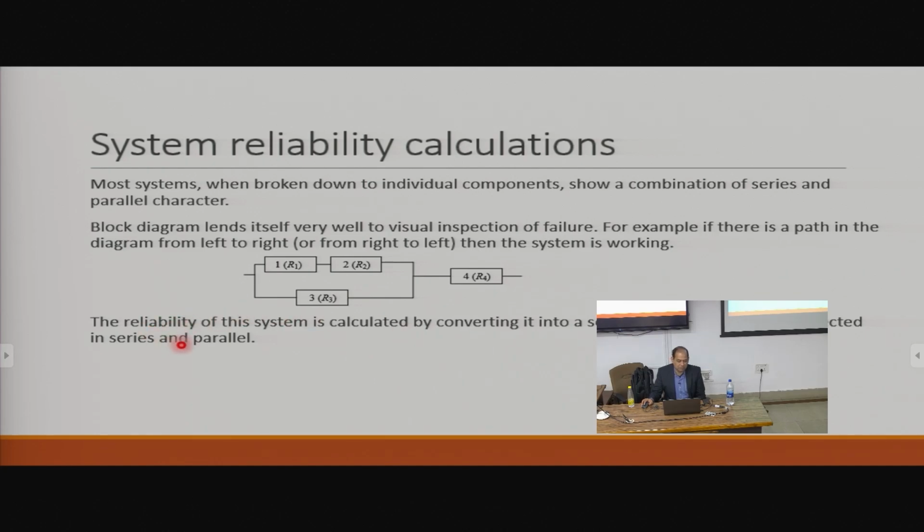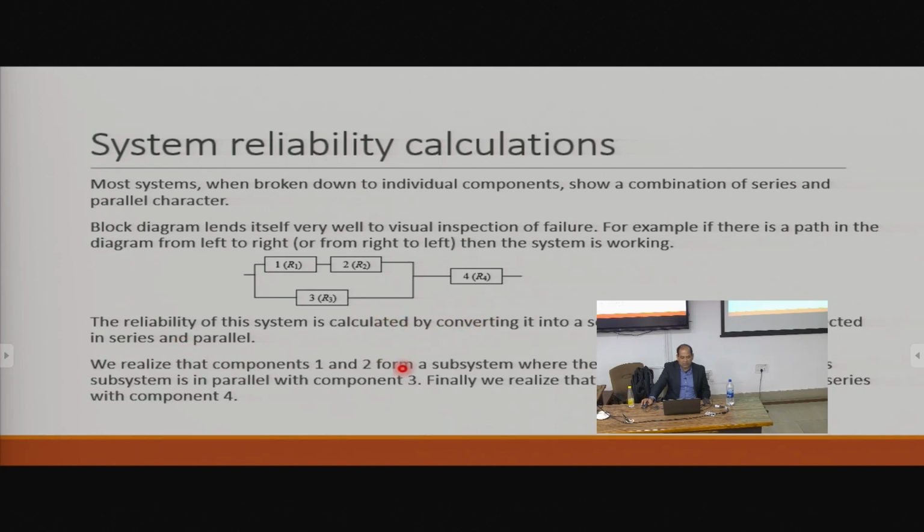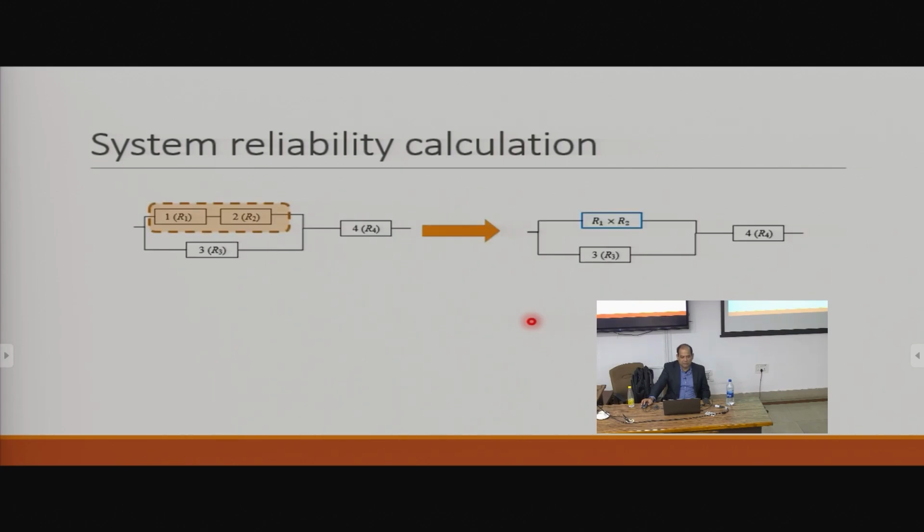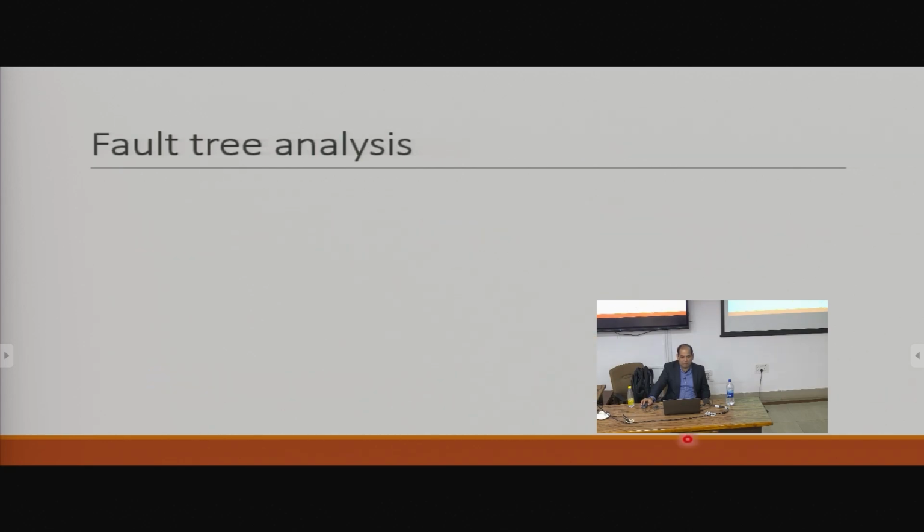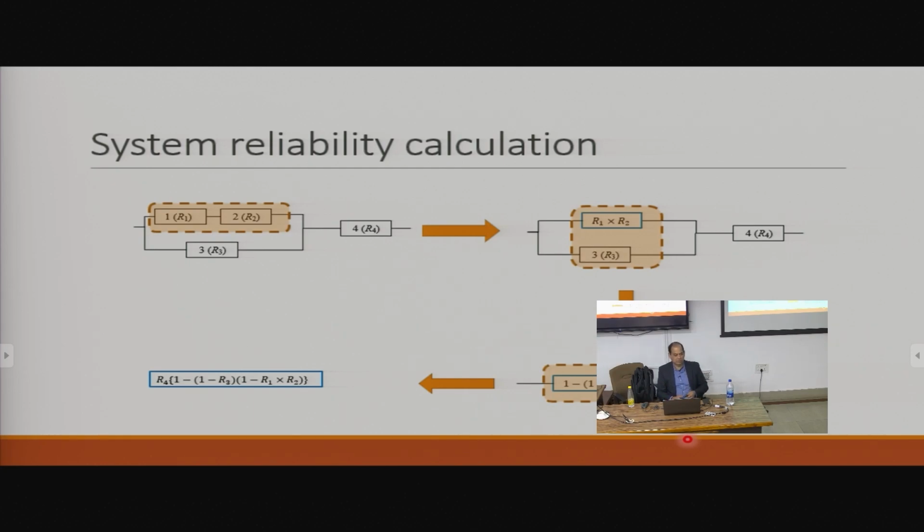So reliability of the system can be calculated by converting it into a sequence of subsystems connected in series and parallel. Okay, so we realize that this is in series, so the reliability will be the product of the reliability of these two components. This is in parallel with this, so we will use the parallel component formula for that, and then whatever answer you get, you just multiply that with this, and then you get the answer, right? So here I just show you pictorially what we can do. And then we multiply these reliabilities, and then we get the analysis, and that's pretty simple.